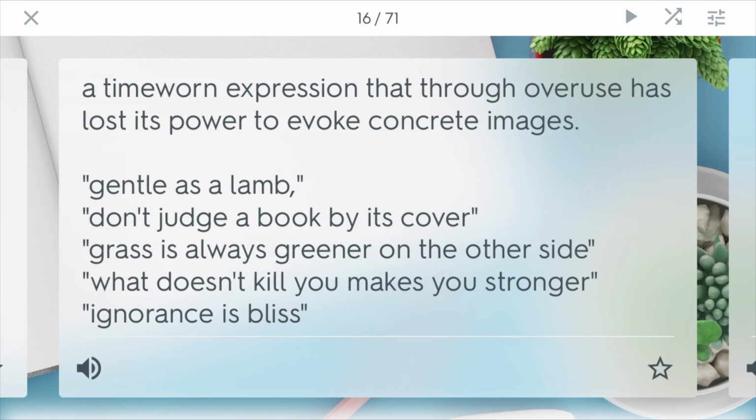A cliché is a time-worn expression that through overuse has lost its power to evoke concrete images. Some clichés that you might know are gentle as a lamb, don't judge a book by its cover, the grass is always greener on the other side, what doesn't kill you makes you stronger, and ignorance is bliss.